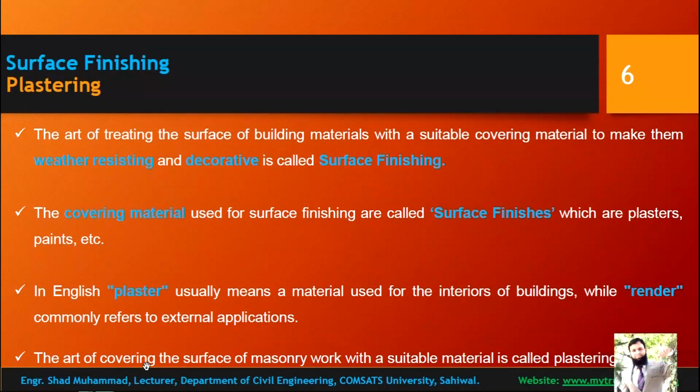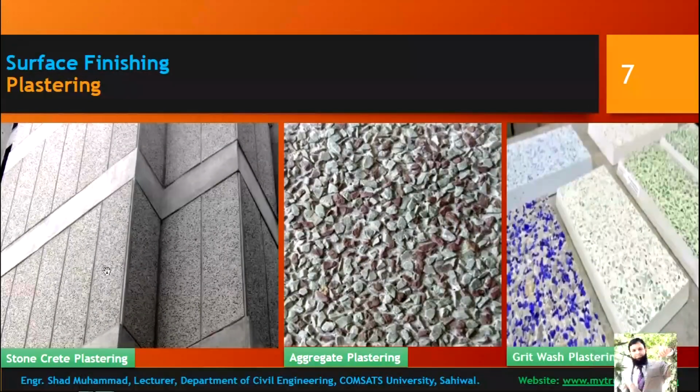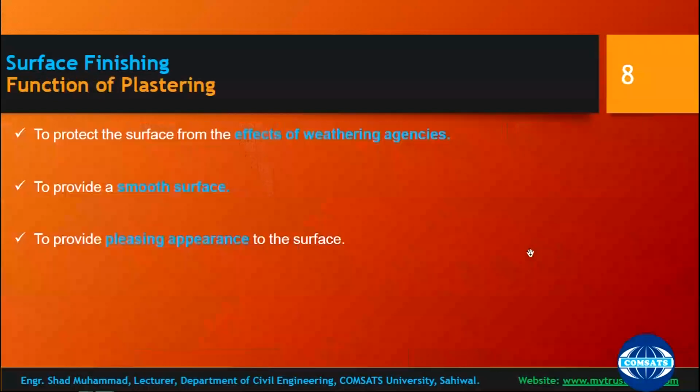Anyhow, the art of covering the surface of masonry work with a suitable material is called plastering. The definition does not specify which type of material, but if you cover masonry work with any suitable material, it is called plastering. You can see different types of stone-grit plastering, aggregate plastering where aggregates are visible, and grit wash plastering. Different minute aggregates are mixed to produce different designs of plastering.